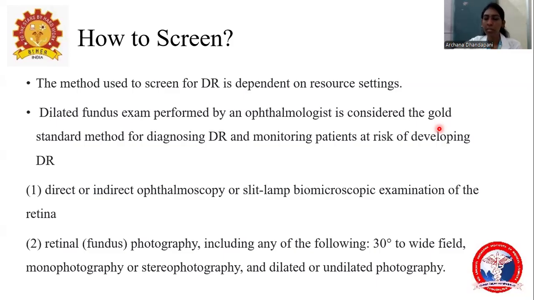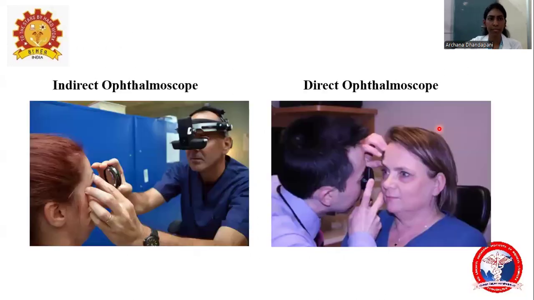One method could include direct or indirect ophthalmoscopy or slit lamp biomicroscope examination of the retina, or it could also include retinal photography, including any of the following. It could be a 30-degree to wide field imaging, monophotography or stereo photography, or it could be a dilated or undilated photography. Any kind of fundus photography will be helpful to screen the patient.